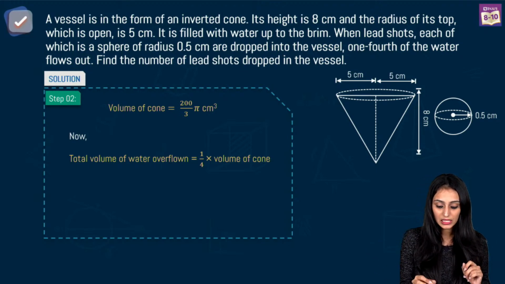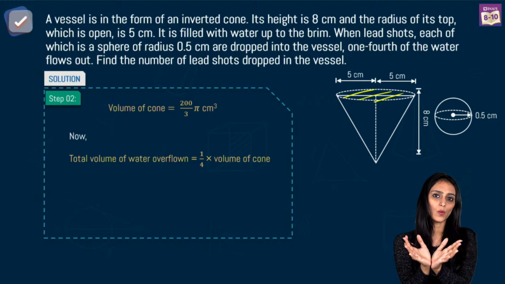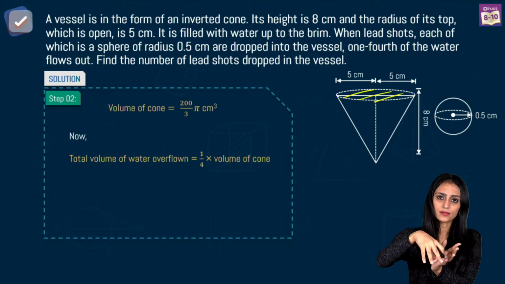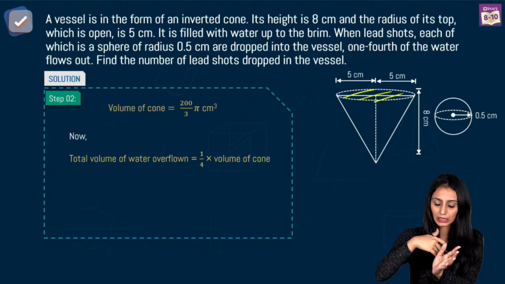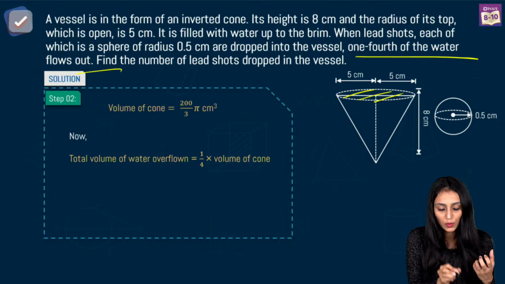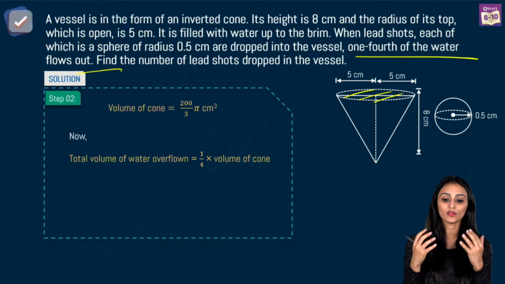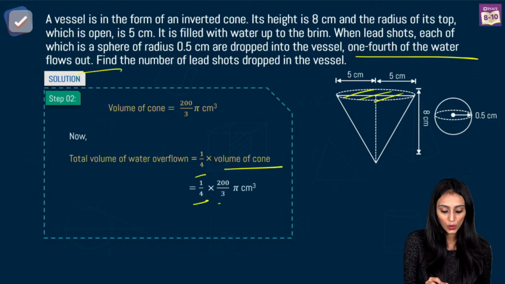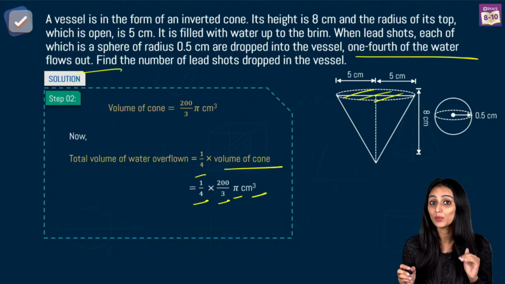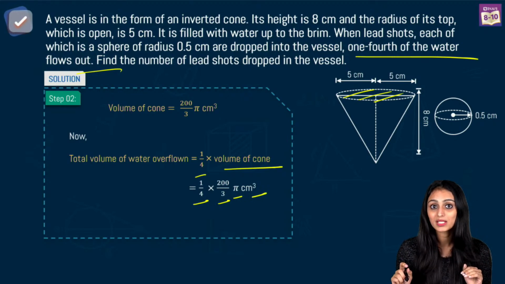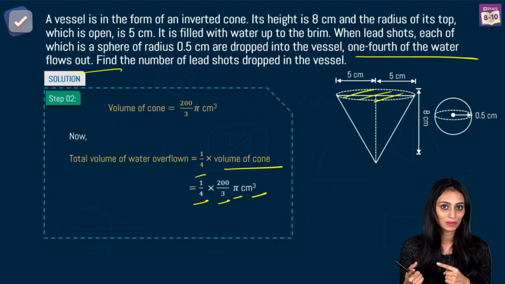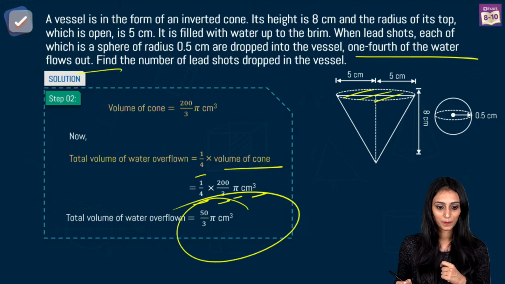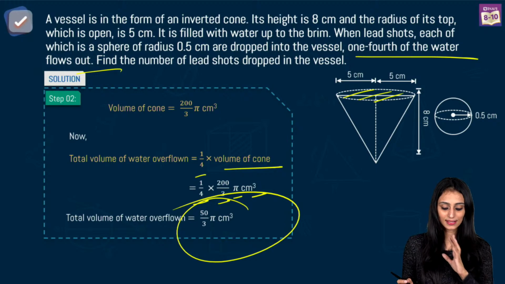Now, the question says it is filled up to the brim. Think of a conical vessel which is filled up to the brim with water. Now, you put some spherical balls into it, let's say. Water will flow out, definitely. So, it says 1/4 of the water flows out. So, first we are finding out how much water flows out here. That's basically 1/4 the volume of cone. That would be 1 upon 4, 200 by 3 pi centimeter cube. I'm not substituting pi here. Why? Because it will make the calculation simple later on. It will get cancelled out. So we get 50 by 3 pi centimeter cube. Yes, I can see the final answers. That's right.